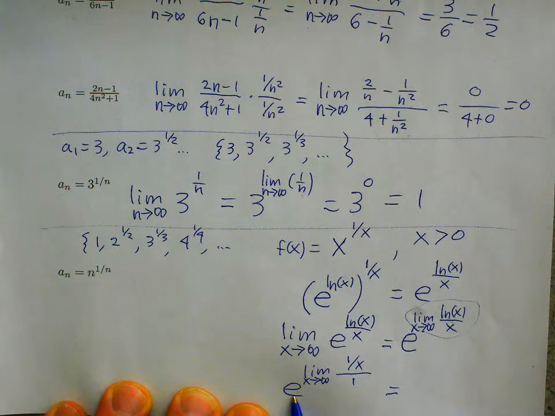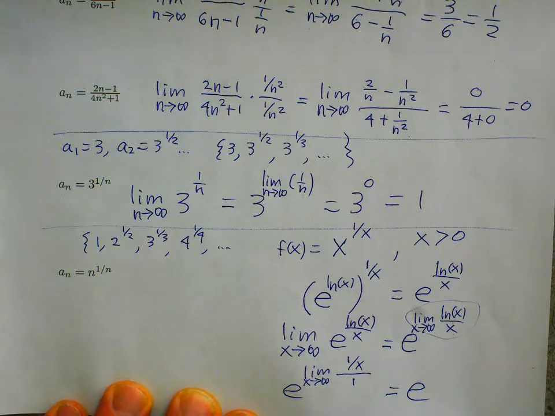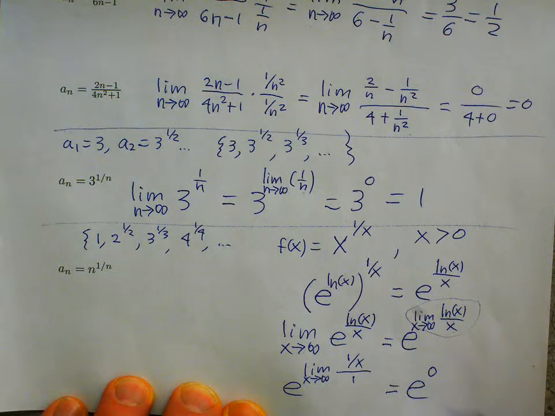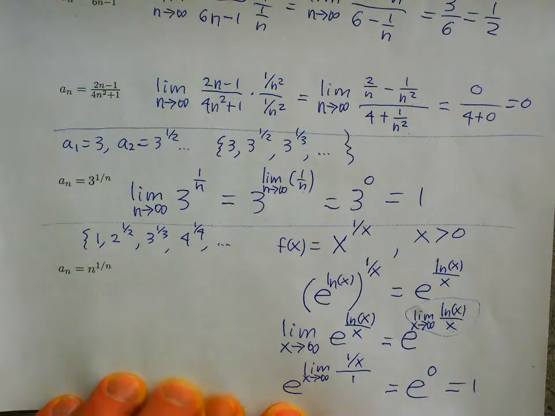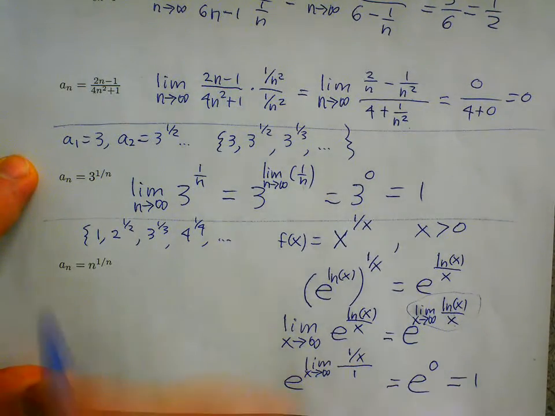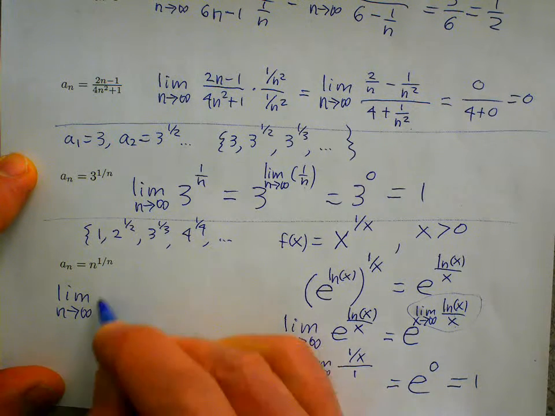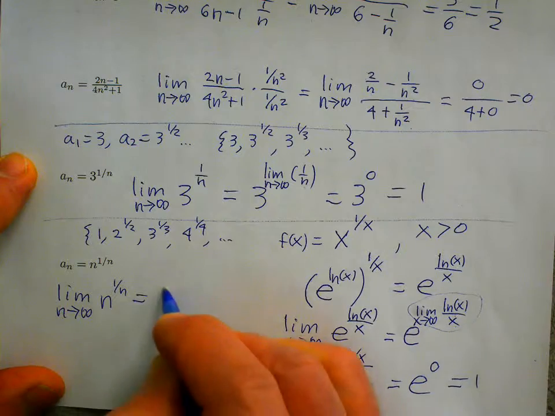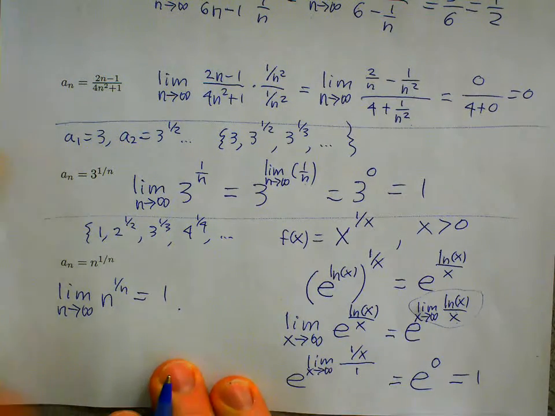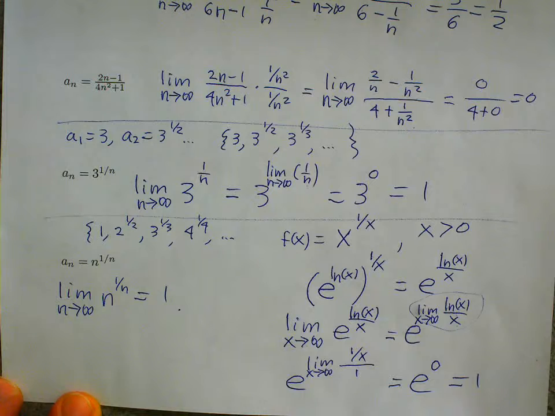And so the limit of 1 over x as x approaches infinity is how much? It's 0, and e to the 0 equals 1. So we can conclude that the limit as n approaches infinity of n to the 1 over n is also equal to 1. Okay, the next page.